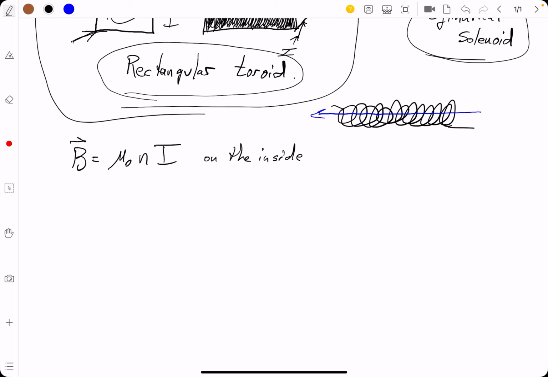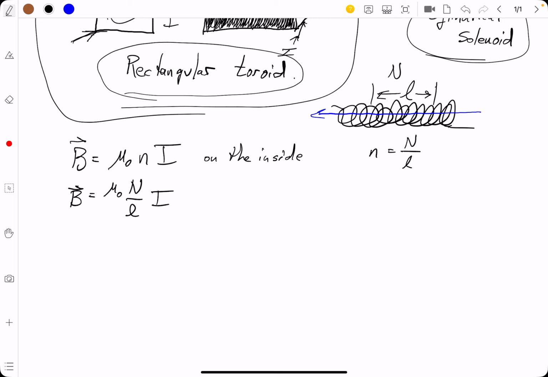So what is n? n, of course, is our number of turns per unit length. Let's call this a unit length. How many turns did we have in that length? We had N turns. So we take N, divide by L, and that gives us our n. So we now have mu naught big N over L times I on the inside.